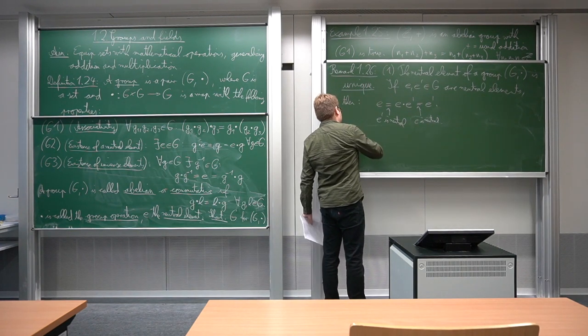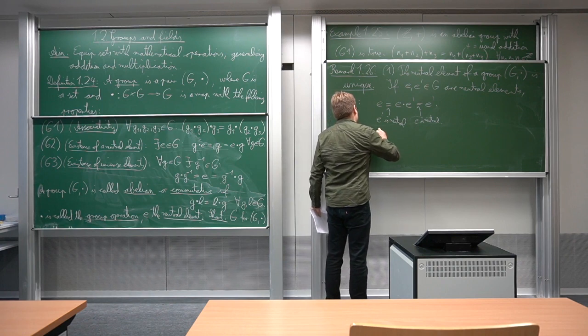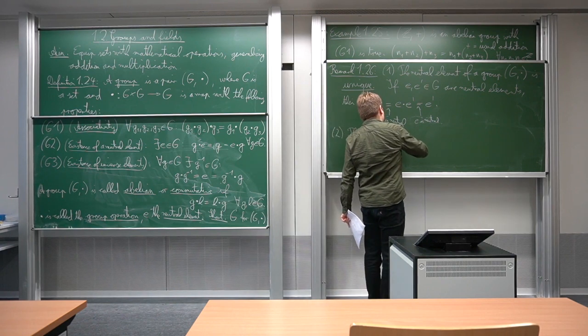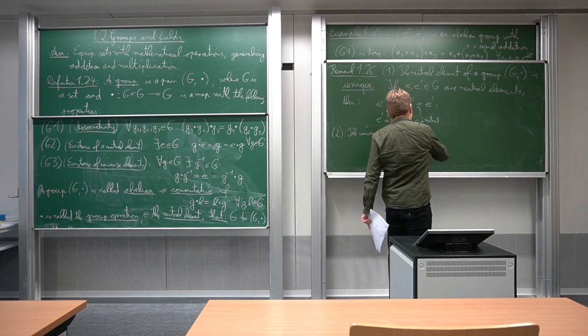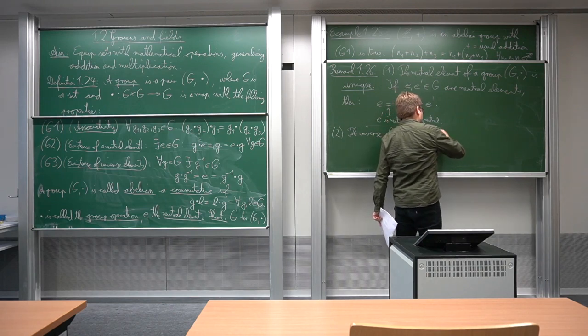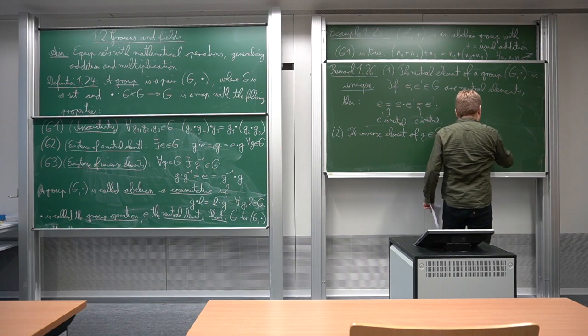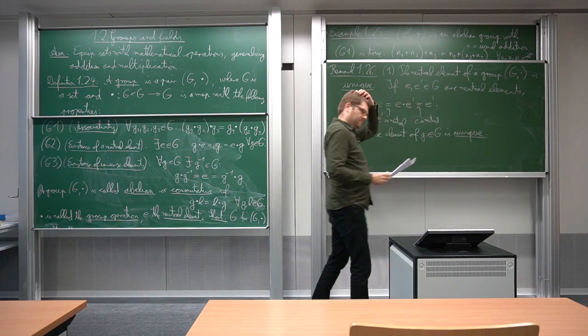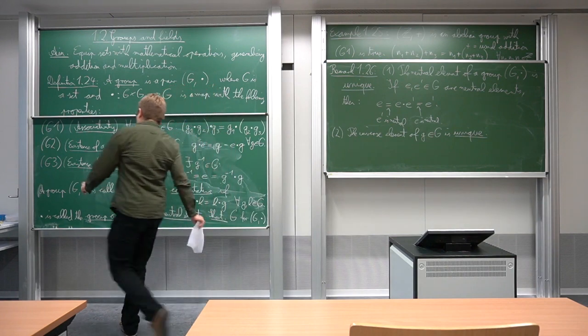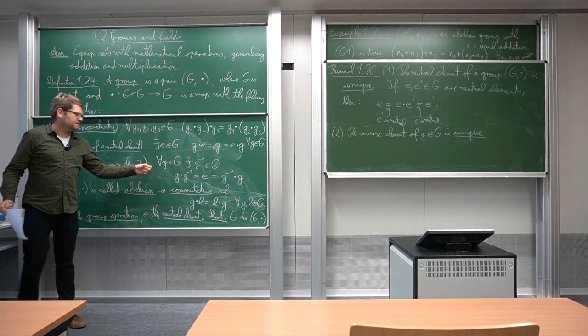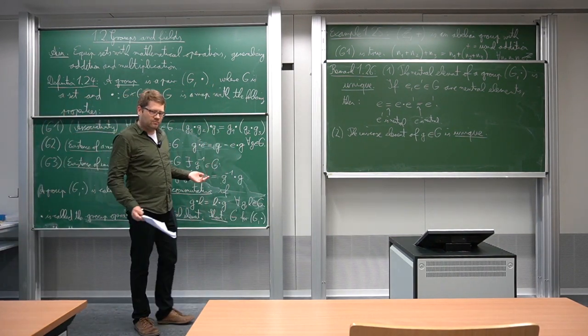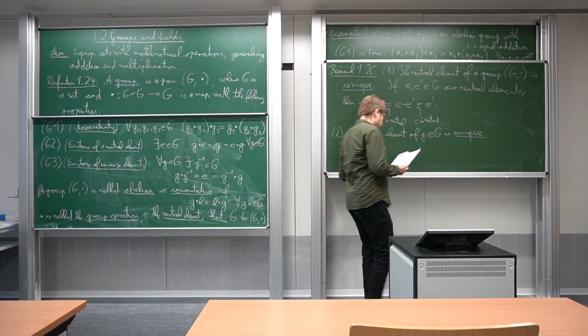namely the inverse element of a group element is also unique. So the inverse element of some g in G is also unique. And again, here we've only assumed by this axiom that there exists some inverse element, but a priori there could be more than one. And we can show that this is not the case.